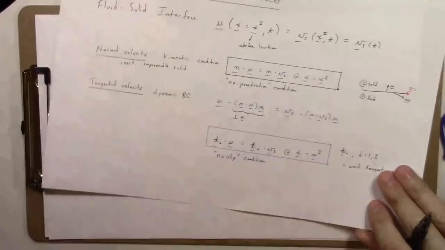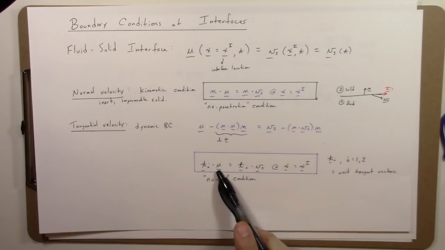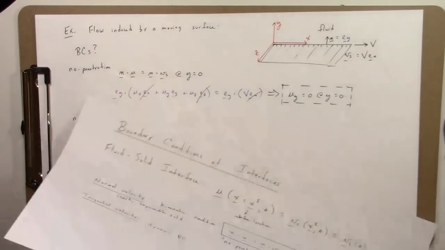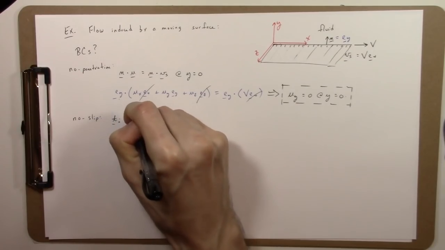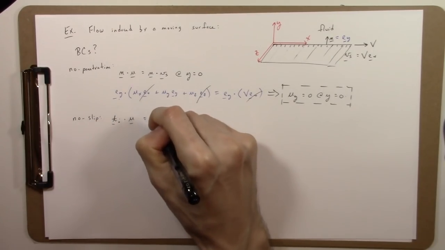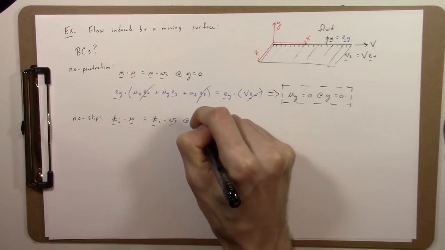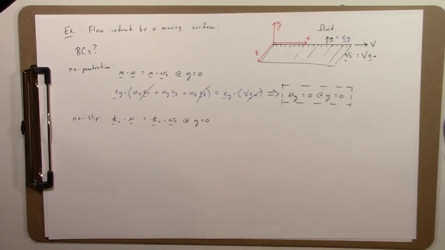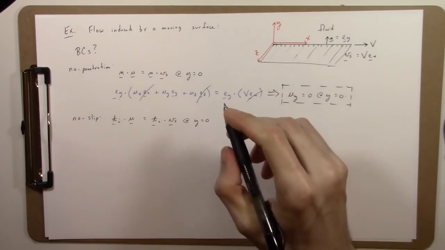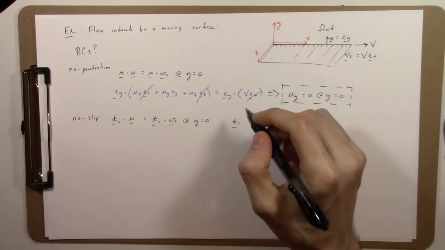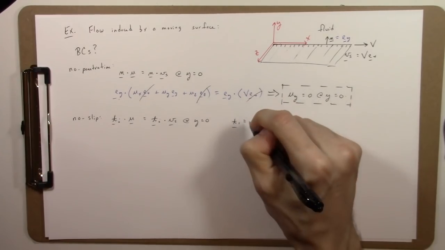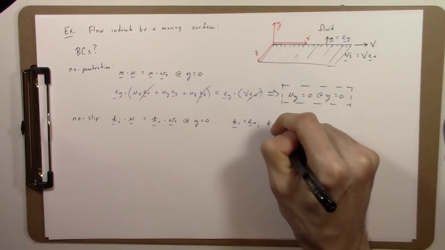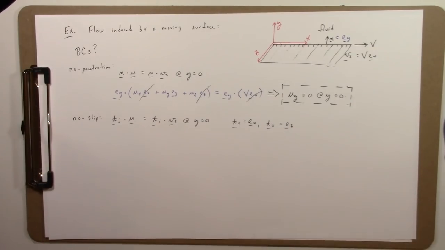If you look at no slip, we have the unit tangent vector t sub i dot u is equal to t sub i dot vs at the interface location. So we just apply that here. Ti dot u is equal to Ti dot Vs at the interface, which is y equals 0. We can now take our choice of tangent vectors t1 and t2. The choice of each one is arbitrary. As long as you get the two vectors correct, you can label either one 1, you can label either one 2. So let's take t1 to be ex, and we'll take t2 to be ez.